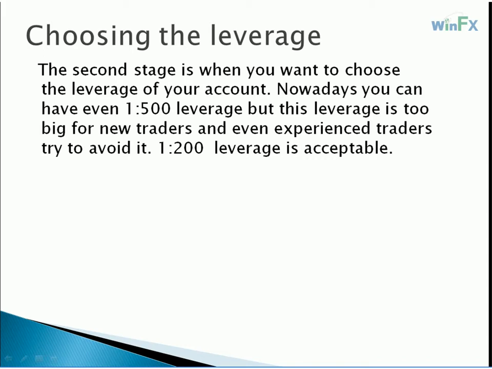For example, if a broker gives you a 1:1 leverage account, then if you want to buy 100,000 US dollars against Japanese yen, you should have at least 100,000 US dollars in your account. But if a broker offers you a 1:100 leverage, then you need to have $1,000 to buy 100,000 US dollars. And so, with a leverage of 1:500, you need to have only $200 to buy 100,000 US dollars.